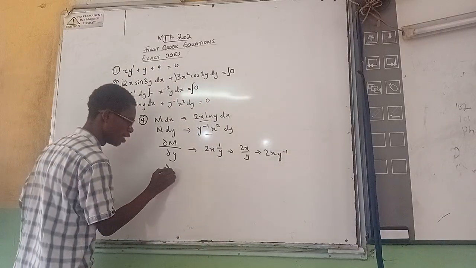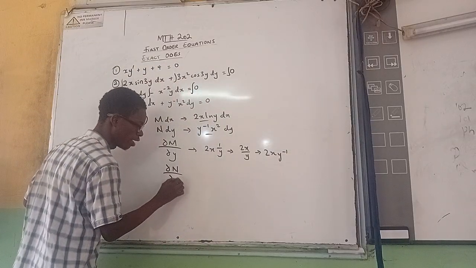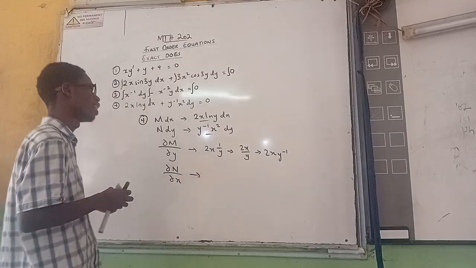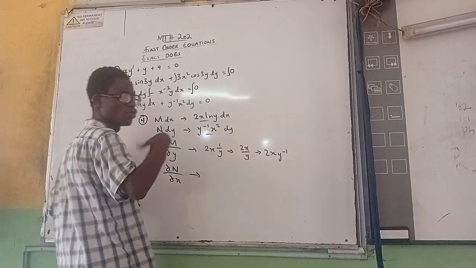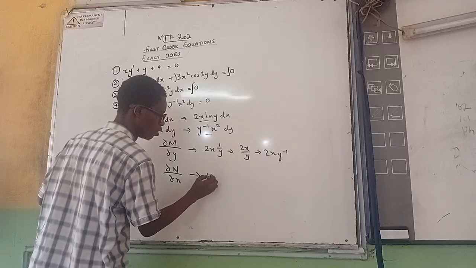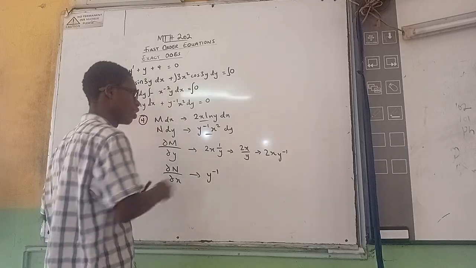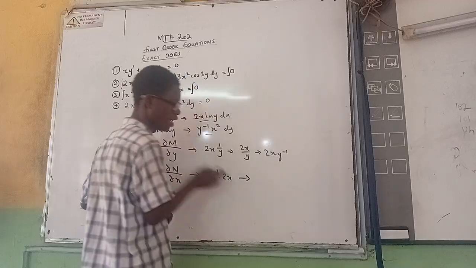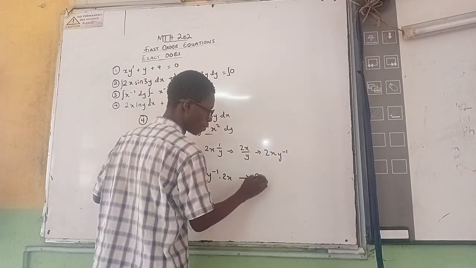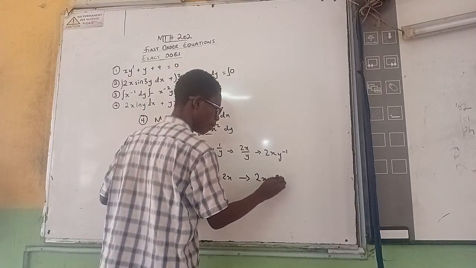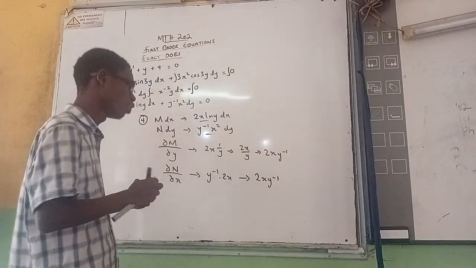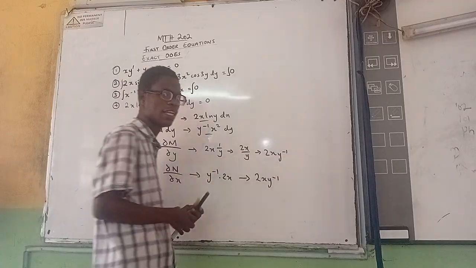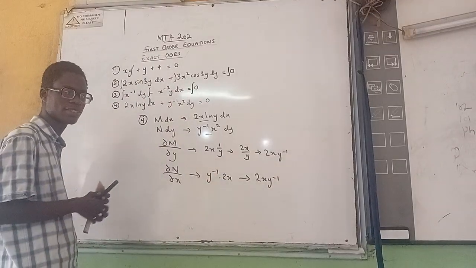Now let's differentiate n with respect to x. What do we get? We are differentiating this with respect to x, which means y minus 1 is a constant. Now differentiate x squared, we get 2x. So I'm going to write my x part first. So I have 2x y minus 1. So if we compare, we see both of them are the same thing. Therefore, this fourth equation is also an exact ODE.